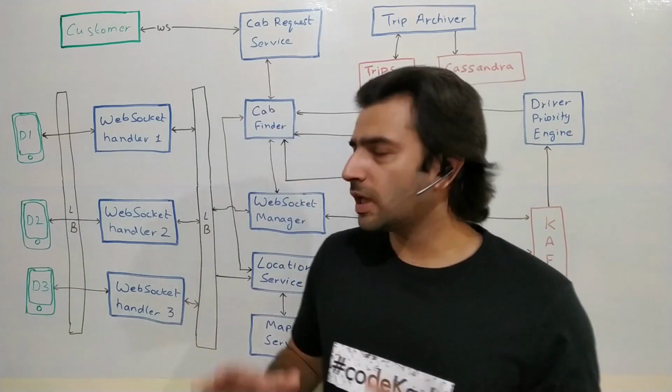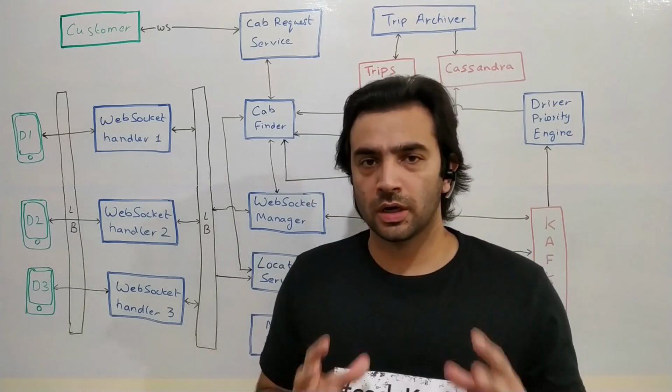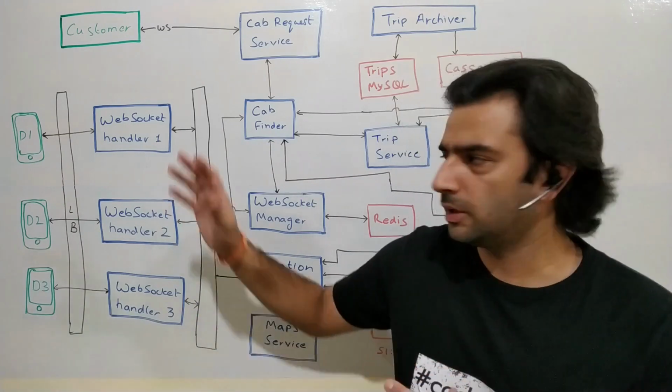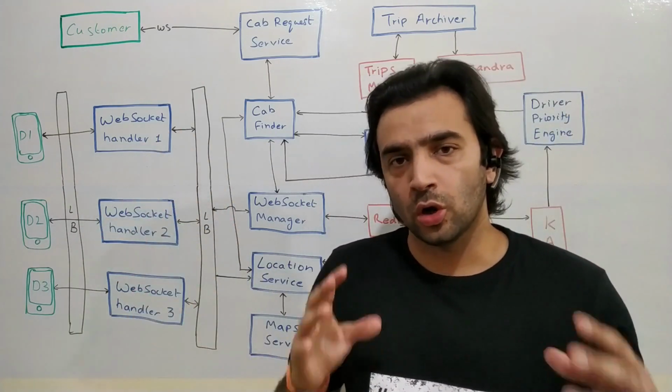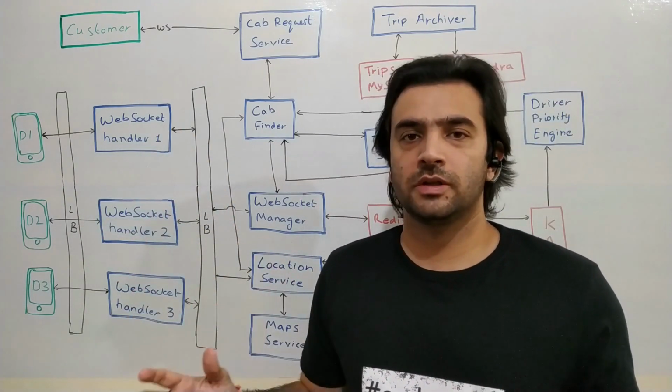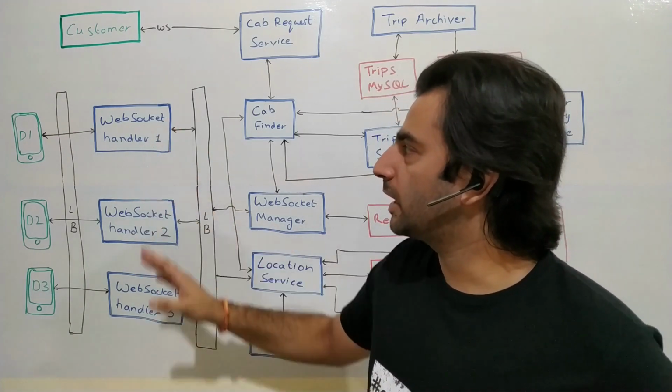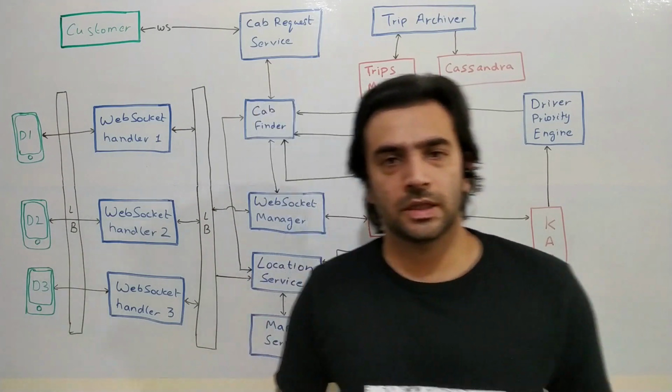Okay, so all the active drivers in the system who are online right now, ready for trips, are mentioned as D1, D2, D3. There will be a lot more such drivers. Each of them is connected to one of the servers through a WebSocket connection. And those servers are called out as WebSocket Handler 1, WebSocket Handler 2, WebSocket Handler 3.